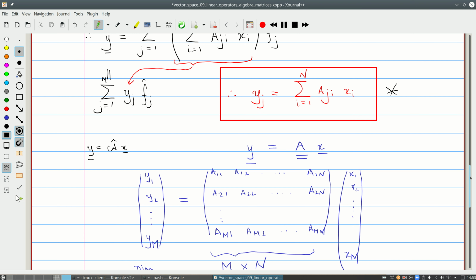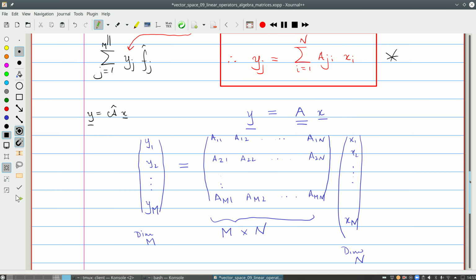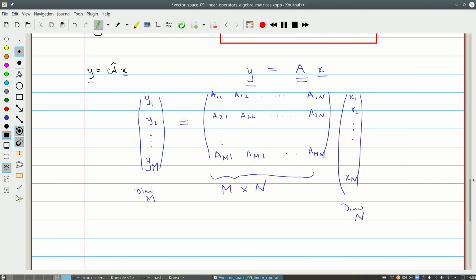Okay, so what we need to do next, I'm not going to do it here, is to look at examples. In practice, how does one write down this kind of a matrix for a given operator, and what does this matrix look like? That's what we're going to do next.